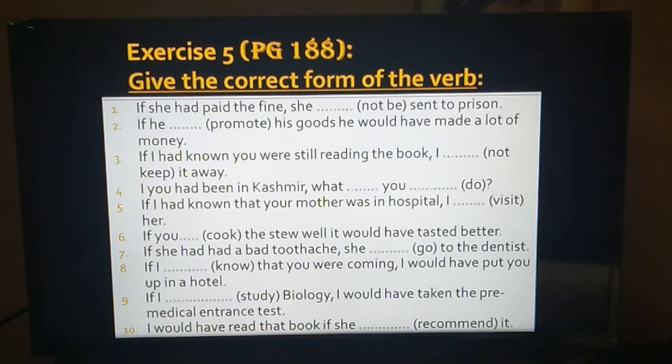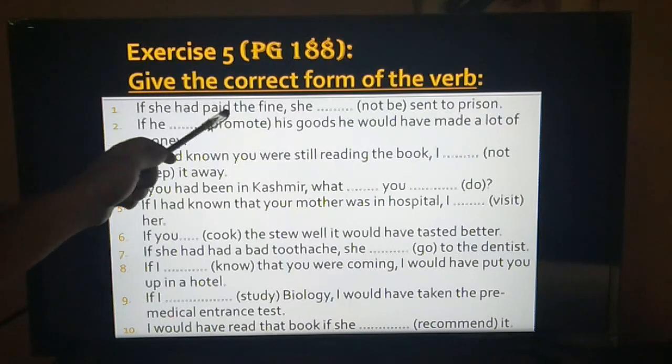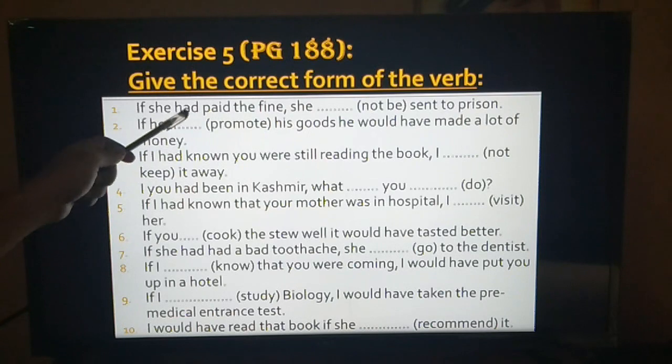Let us start with the first sentence. So we have already started the first sentence with the if clause. If she had paid, past perfect form is used. If she had paid the fine, she, what will be the form of verb there? We know we have to use would there.